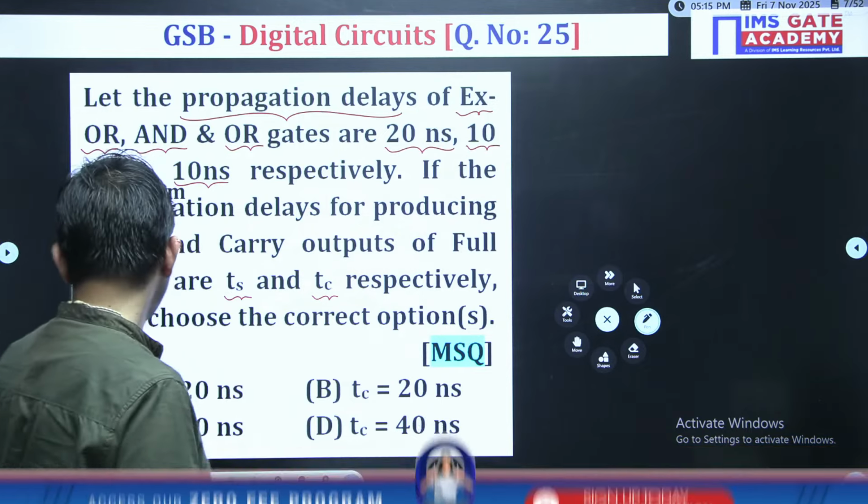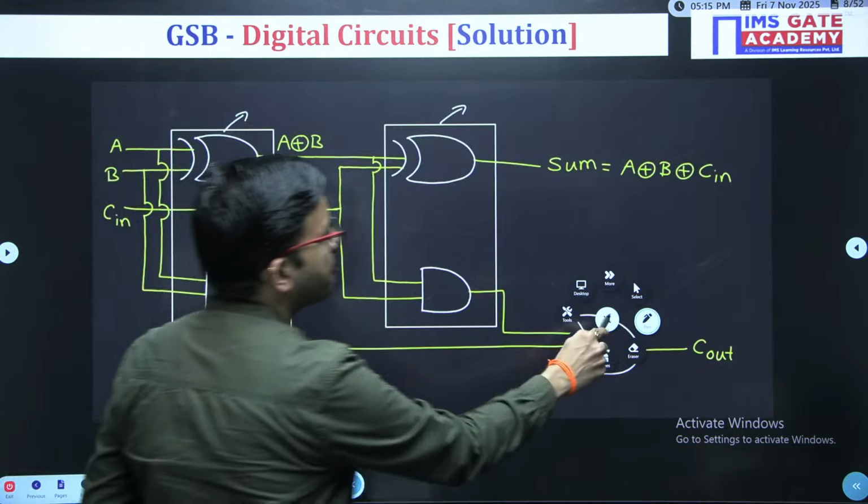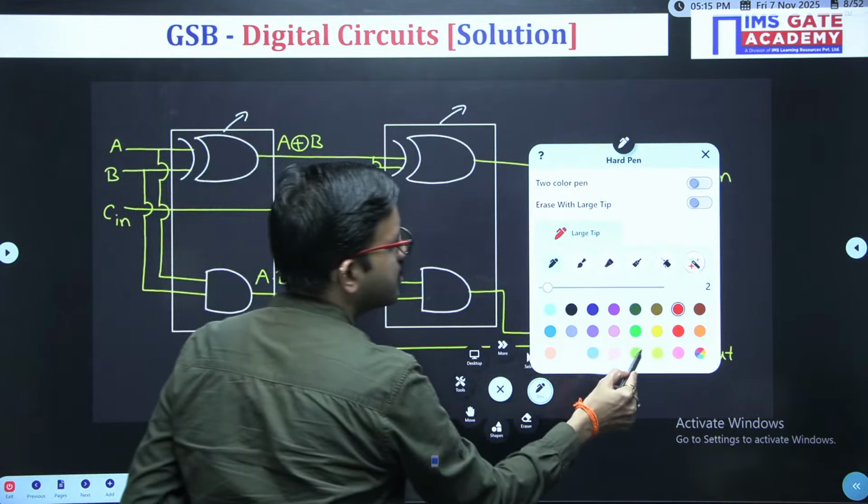So in this question, I hope all of you know the circuit diagram of the full adder.